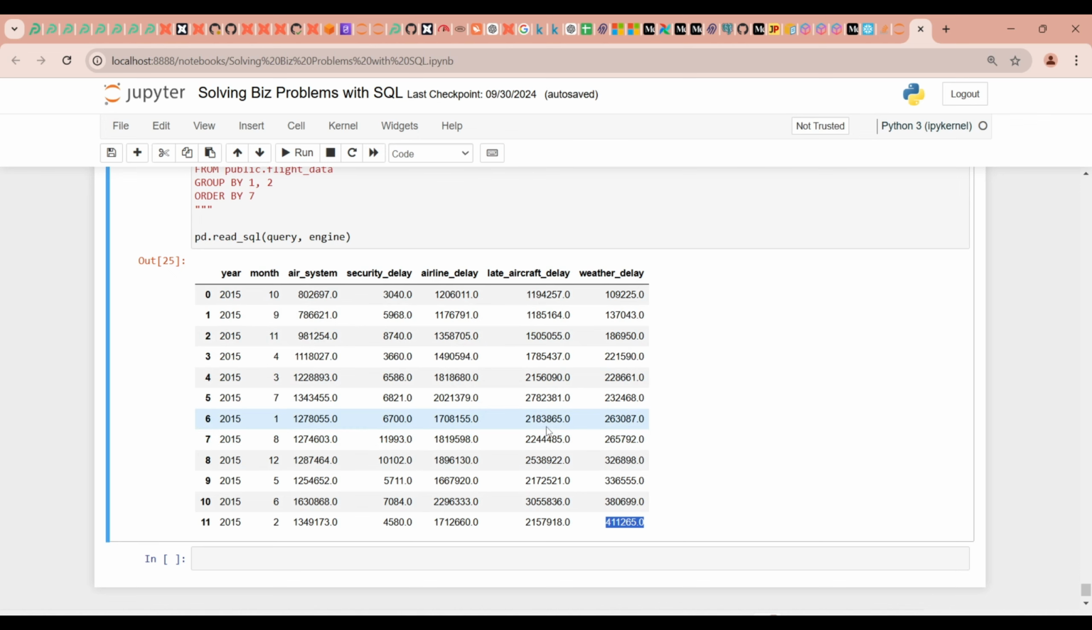So comparing weather delay to all other delays, what is topping the chart is the other operational delays. What's topping the chart is the late aircraft delay, followed by airline delay, then air system delay, and then we now have weather delay. So weather delay is the fourth delay to be considered when you want to consider delay in any flight. And security delay is the least of them that you should be worried about.